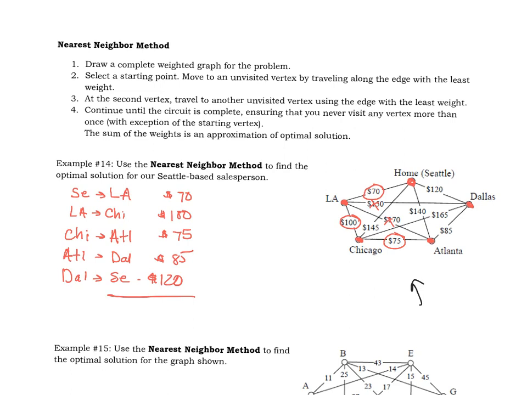So when I add all those up together, my optimum price for visiting these cities is $450. Looks like I would need to go from Seattle to Los Angeles to Chicago to Atlanta to Dallas and then back to Seattle.